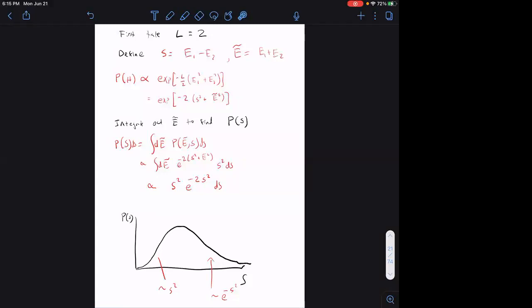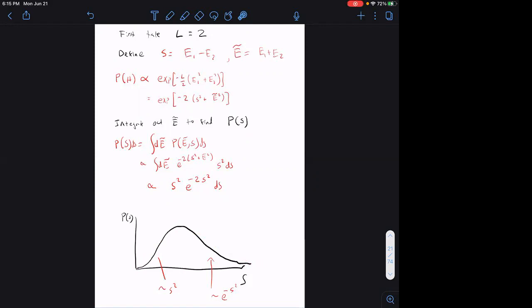Let's plot this probability. This is telling us that for this 2 by 2 matrix, you have vanishing probability to have the two eigenvalues be the same. It vanishes like S squared. Most likely, they'll be spaced this far apart. And they have a distribution that goes like a Gaussian in S for these larger spacings.